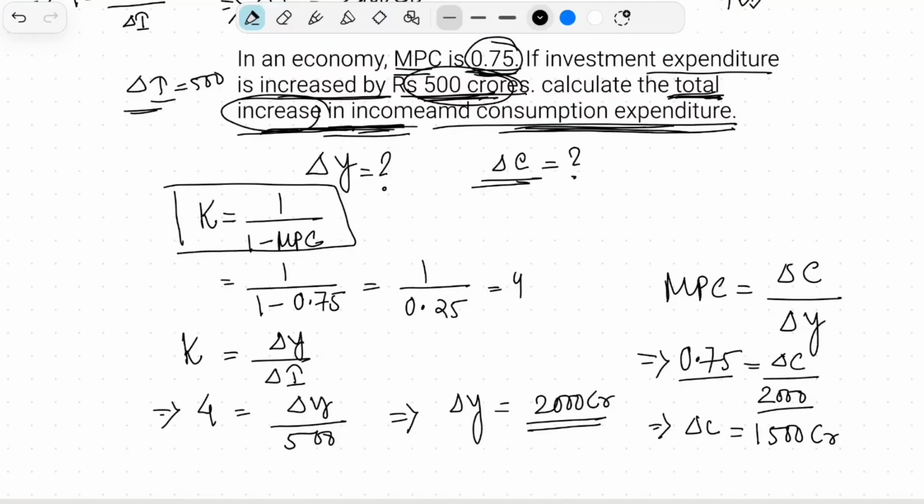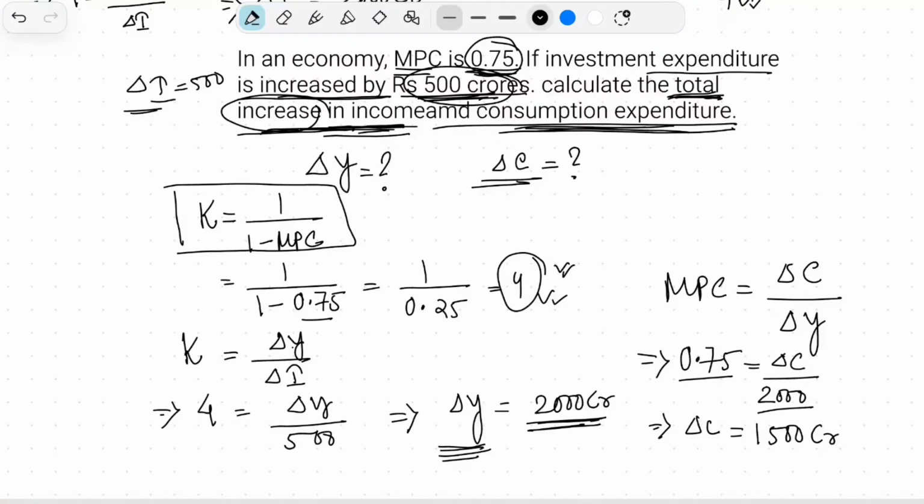So as per the formula of multiplier, we have found the multiplier to be 4. What formula we have used? We have used 1 divided by 1 minus MPC. So what is the value of MPC? It is 0.75 and the multiplier is 4. Again, using the formula of multiplier, we have found the change in income as 2000 here. What formula have we used? We have used change in Y divided by change in I. The question already mentions the change in I as 500. We have found the multiplier as 4. We have just cross multiplied and found change in Y is equal to 2000.